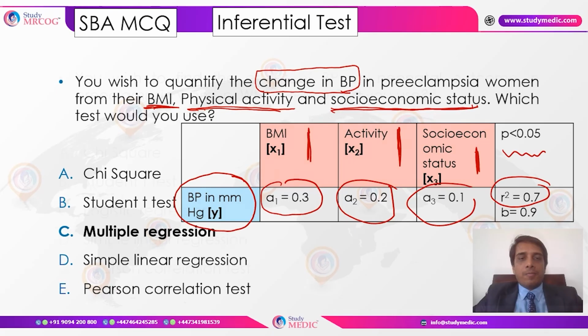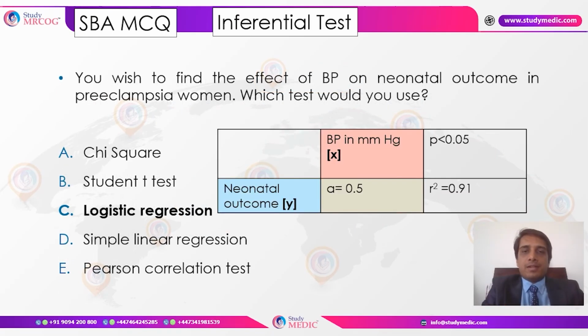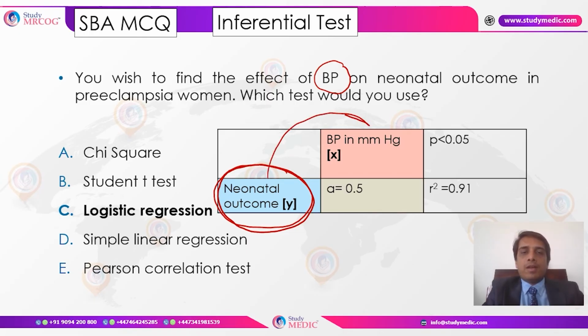Now, if you want to find out the effect of BP, let us say BP on neonatal outcome. So neonatal outcome here is a categorical dependent variable. So here we are trying to predict a categorical dependent variable, neonatal outcome, from any other variables, independent predictor variable. So when the dependent variable is categorical and if you want to predict or quantify or find out the effect on it from the independent predictor variables, we use logistic regression.